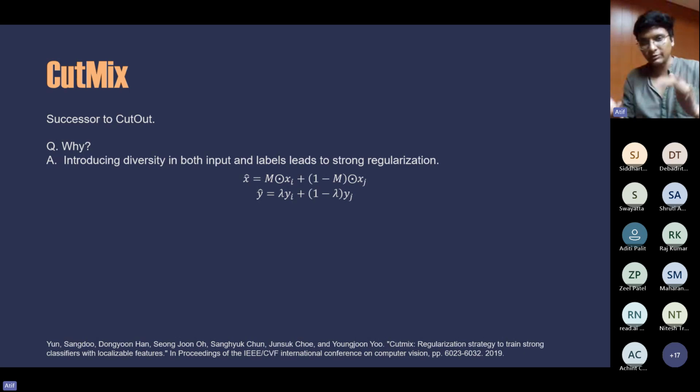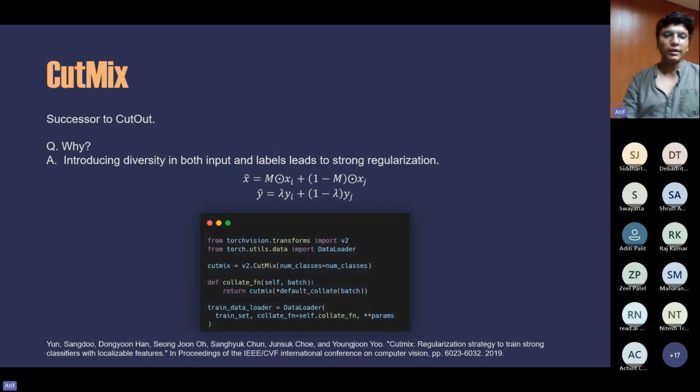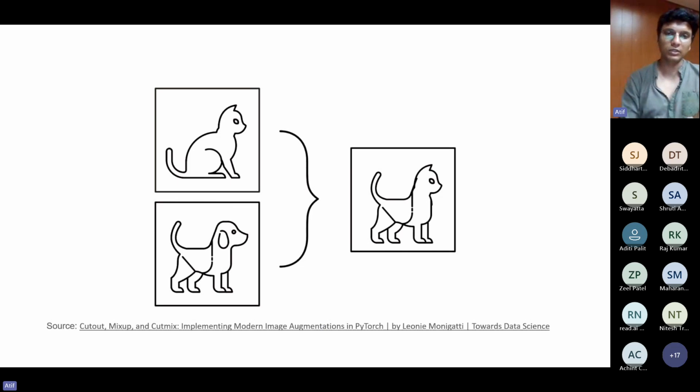Or rather, you say lambda, and then that is how the mask is defined. And if you want to use CutMix, this is the code for it. You can just copy paste this code and it will run right now. And this is what CutMix looks like.